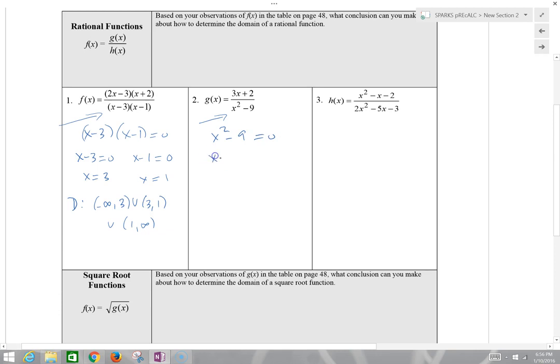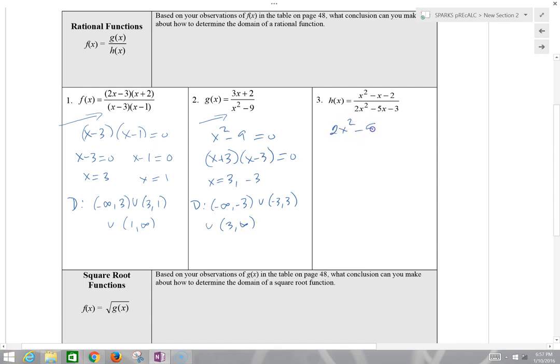This is the difference of squares, so we have x plus 3, x minus 3 equals 0, so x equals 3, negative 3. Those are the two places that there's going to be a break in the domain. So the domain then is from negative infinity to negative 3, negative 3 to positive 3, and 3 to positive infinity. Alright, now we're going to factor this one.